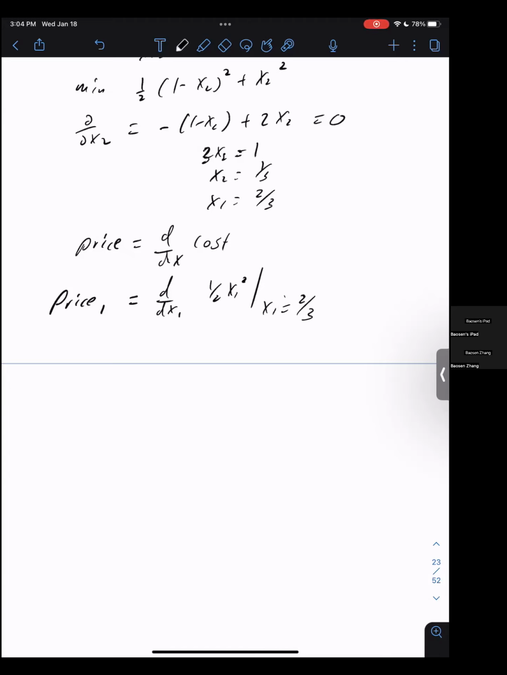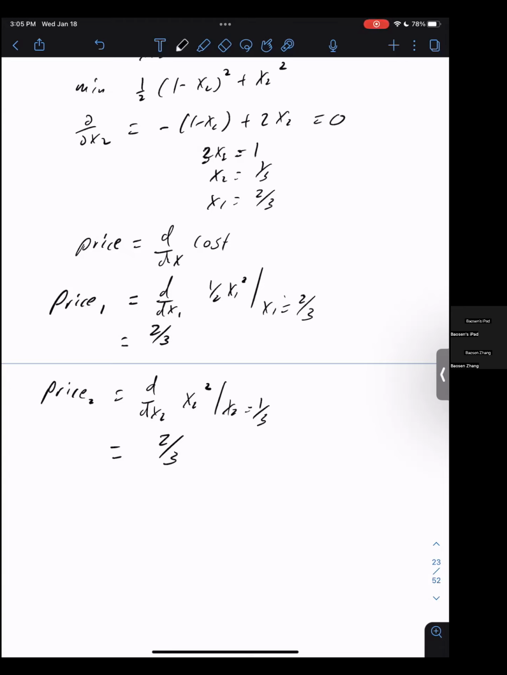Make sense? Okay, so what do you get at this point? You got 2/3. So the half comes down, you got 2/3. How about the price for 2? What is the price if you take the cost of generator 2 as the cost? Also 2/3. Okay. Any questions with the calculation?